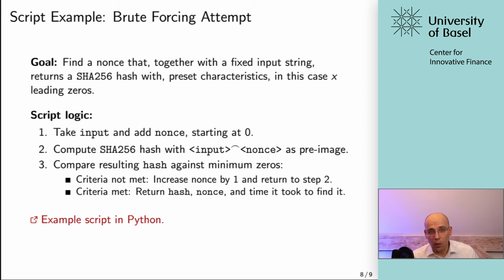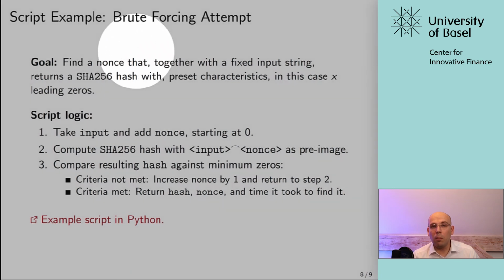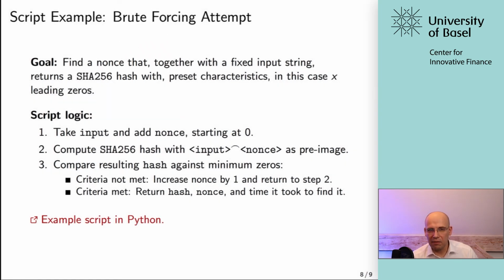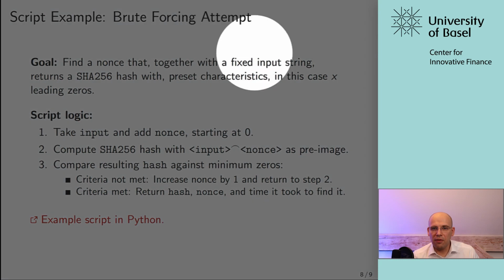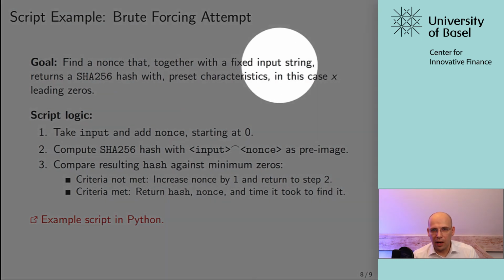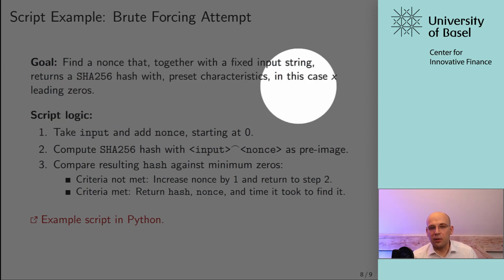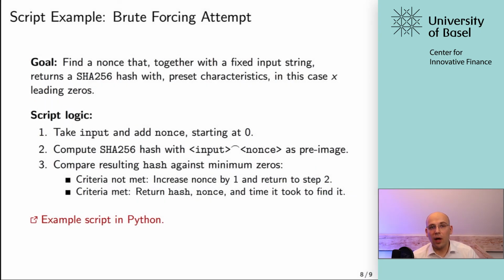Now, you can program that. For those of you who have a programming background, your goal would be to find a nonce. A nonce is a number only used once. That's something that gives you variation. Together with a fixed input string, so that would be your pre-image, it returns a SHA-256 hash with preset characteristics, in this case, x leading zeros.